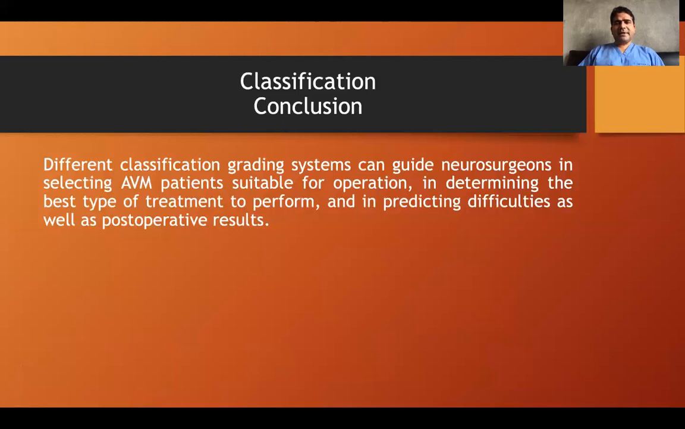So there are many classification systems made for cerebral AVMs, but different classification grading systems can guide neurosurgeons in selecting AVM patients suitable for operation, in determining the best type of treatment to perform, and in predicting difficulties as well as postoperative results.